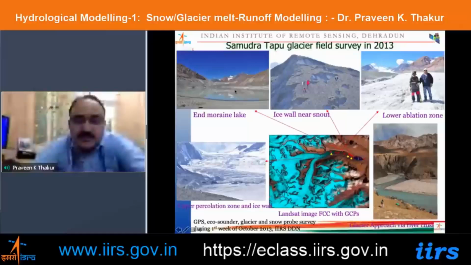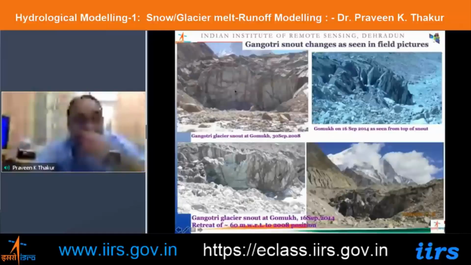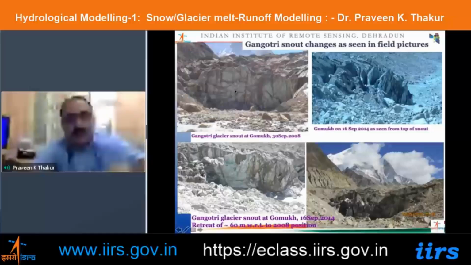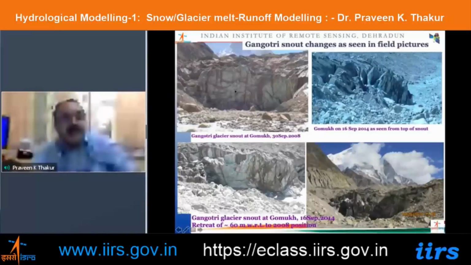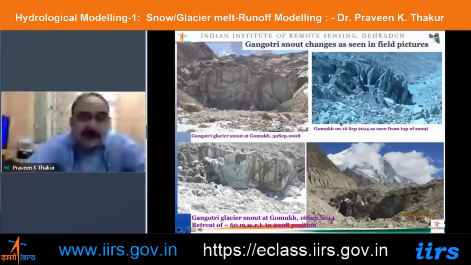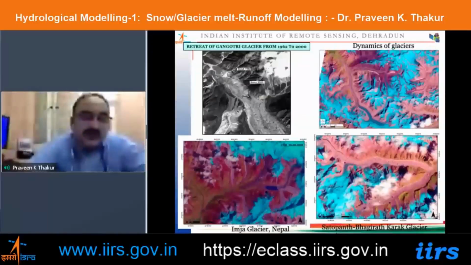In many remote sensing applications, research papers, or government reports, you will find the retreat of the glaciers. The retreat represents a negative mass balance, and the glacier is losing ice at a much faster rate as compared to it being added, because a glacier is a moving river of ice.